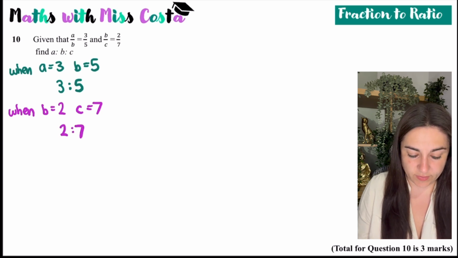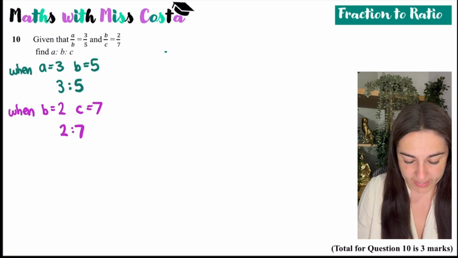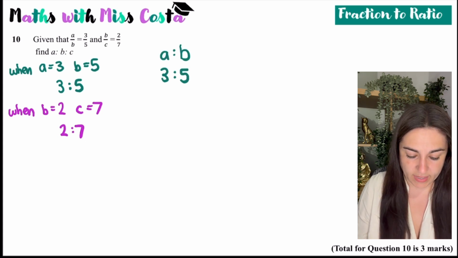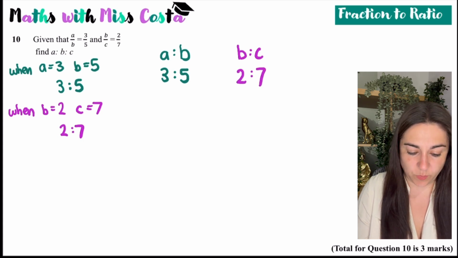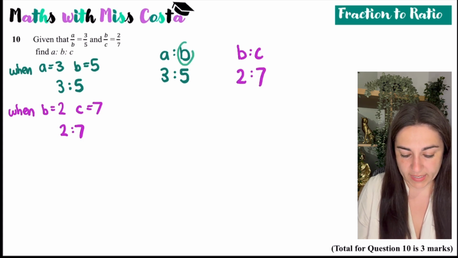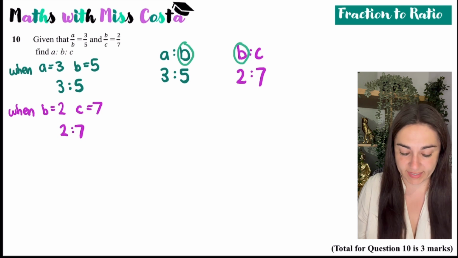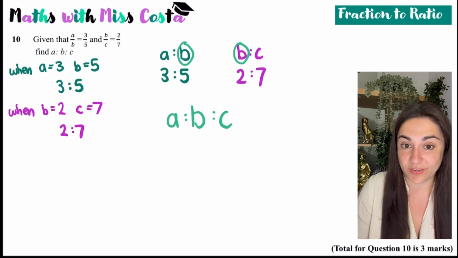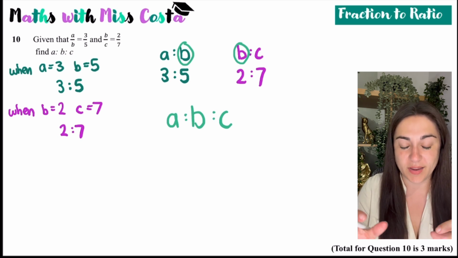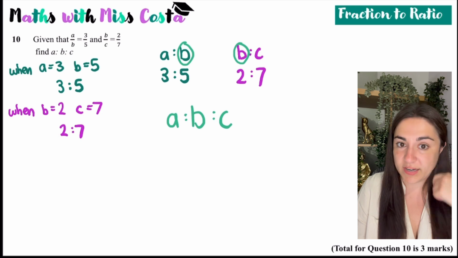So I know that I've got two ratios. I've got A to B is 3 to 5, and B to C is 2 to 7. So what I notice is that I've got B is common to both of these. So what I can do is set the ratios up like this, A to B to C, and find an equivalent ratio for B. So make them both the same amount, then I can compare the ratios easily.